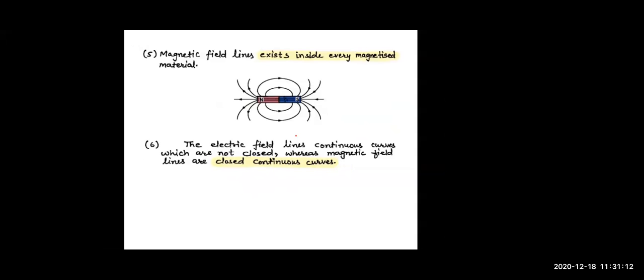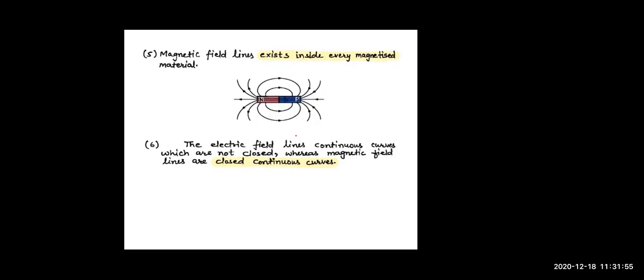Next, the magnetic field lines exist even inside the magnet. As we saw in electric field lines, there you had a charge, right? The electric field lines originated from the charge, but inside the charge, the electric field lines were not present. The electric field was zero, right? But that is not the case with magnetic field lines. Magnetic field lines exist inside the magnet also, that is from North Pole to South Pole, right?